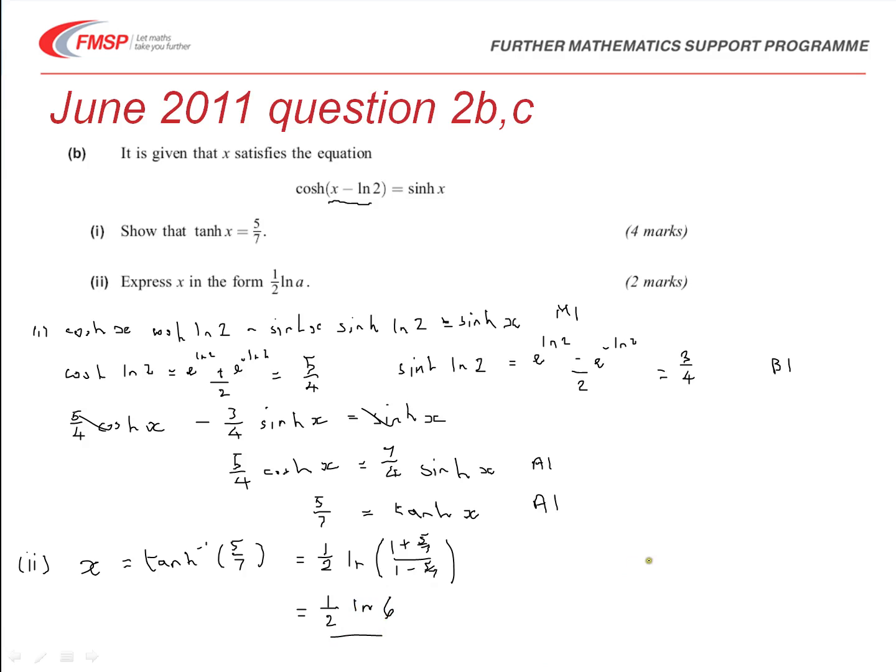Okay, so again, 1 for showing an appropriate method here, and then obviously an accuracy mark of 1 for getting the right answer. And that will complete that question.